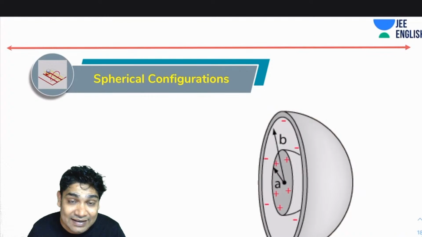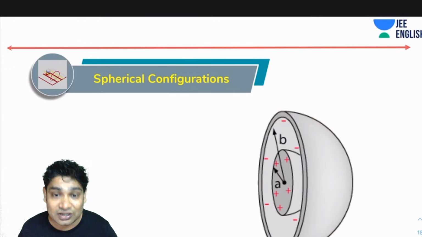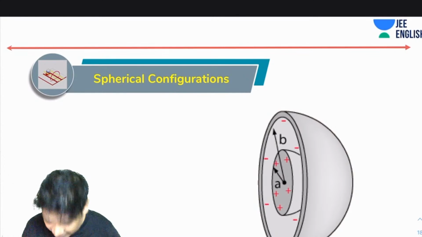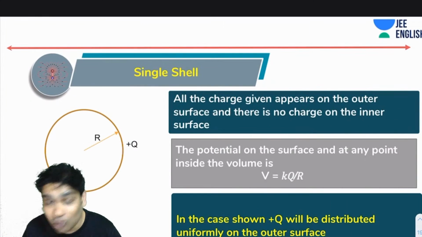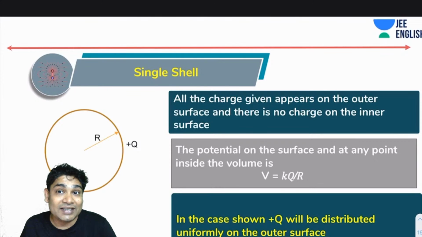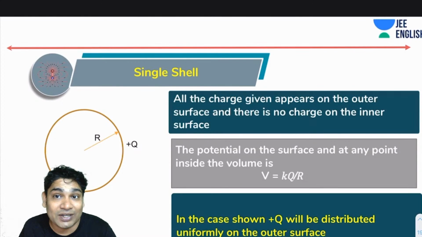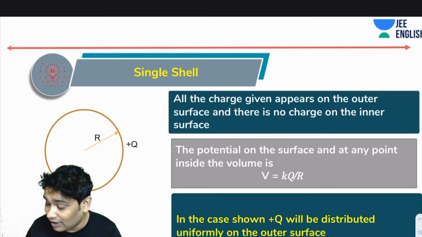Alright, now let's see. This is a very common way in which questions are asked of you. The first kind of commonly asked questions are on the distribution of charges in spherical configurations. So let's go over this first. All the charge given to a single shell will appear on the outer surface. The potential on the surface at any point would be kq over r.